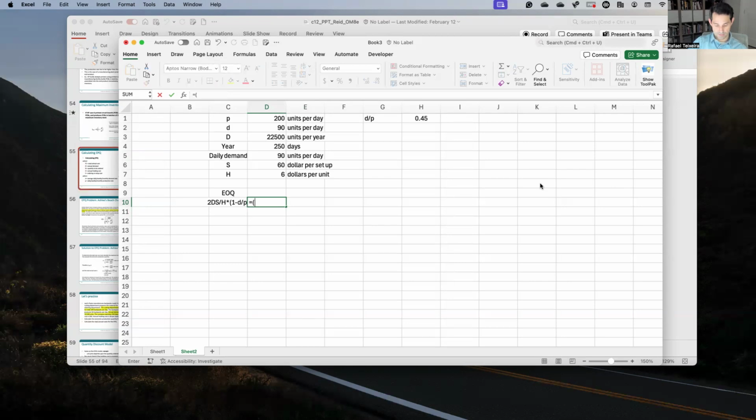So first let's do 2 times my annual demand times my setup cost, divided by open parenthesis my H times open parenthesis 1 minus open parenthesis again. I could get this ratio, but I'm going to do it again, D divided by P. Close parenthesis, three times. That's a very ugly number. Then we take the square root of this number. That's much better, 904 units. That's Q, the optimal order quantity.